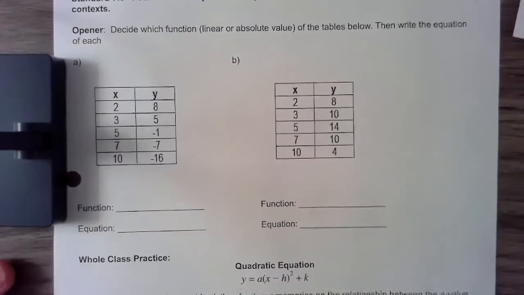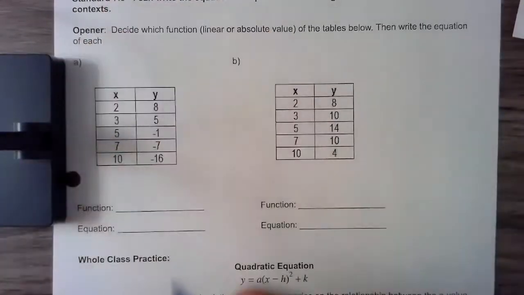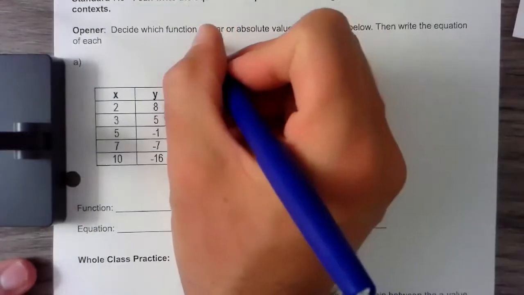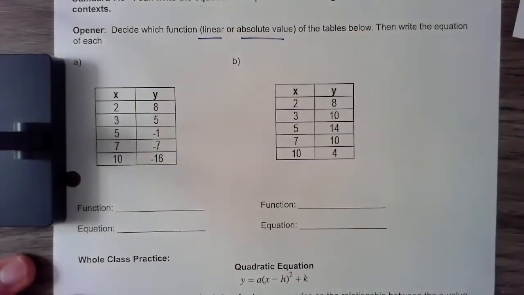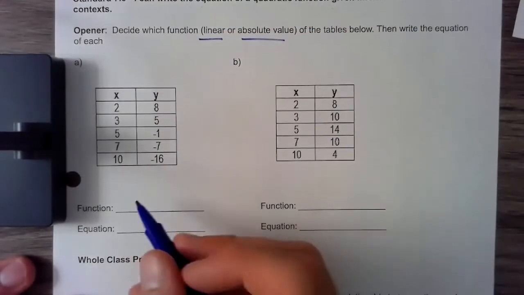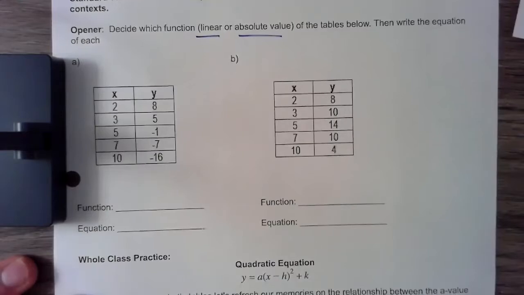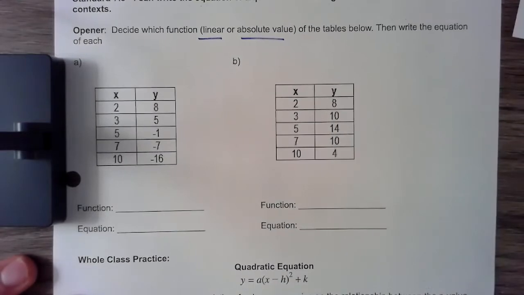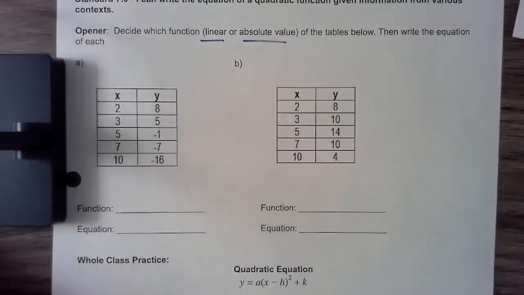For the opener, you're going to work with tables just like we always do, finding changes in y's and changes in x's. Look for the patterns to identify whether it is a linear or absolute value. It'll only be one of those two. And then after you've identified what function, go ahead and write the equation. So go ahead and hit pause and work through the opener, and then we'll talk through it here in just a moment.